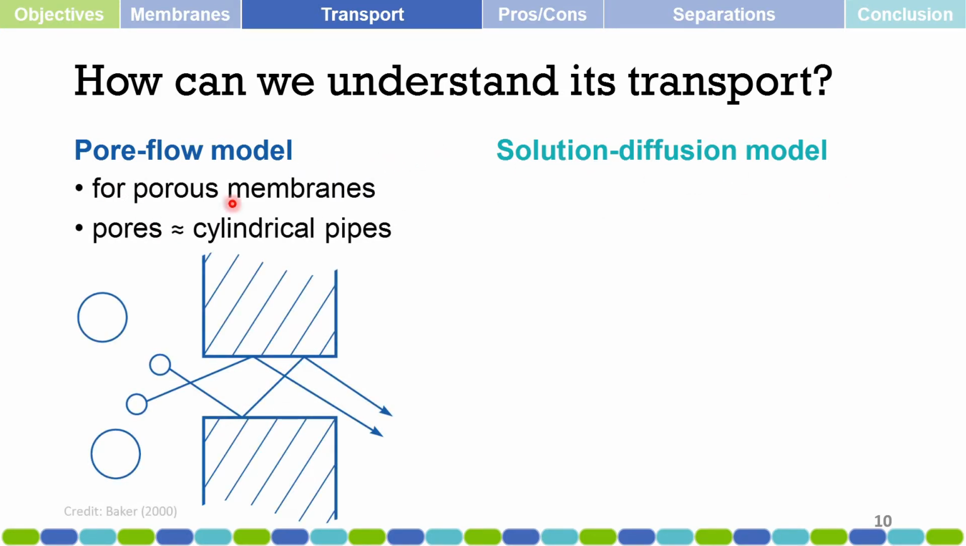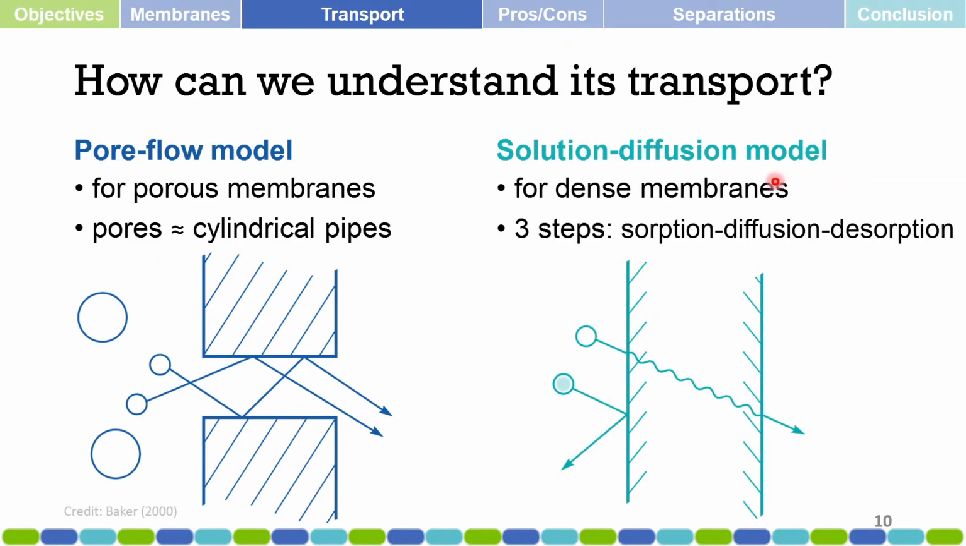The pore-flow model, we apply this model when we are talking about porous membranes or membranes with holes. The pores or the holes, we assume them to be like cylindrical pipes. For the solution diffusion model, on the other hand, we apply this for the dense membranes or those without pores.